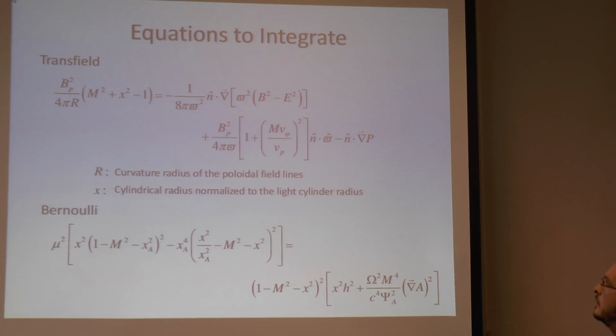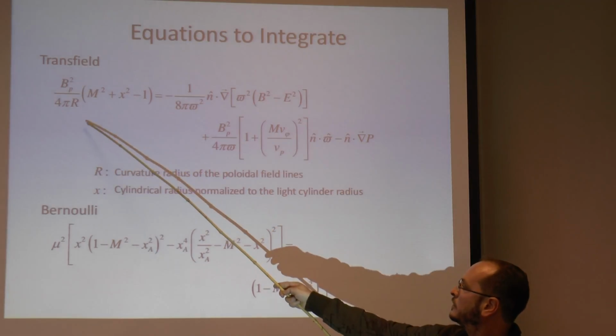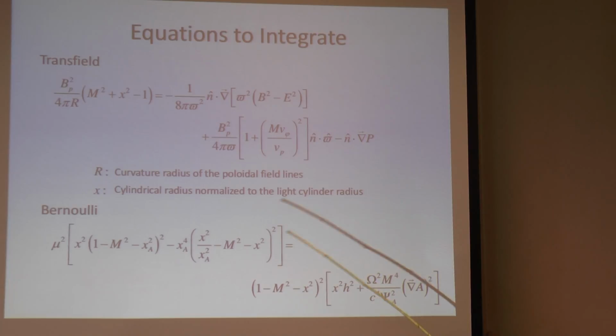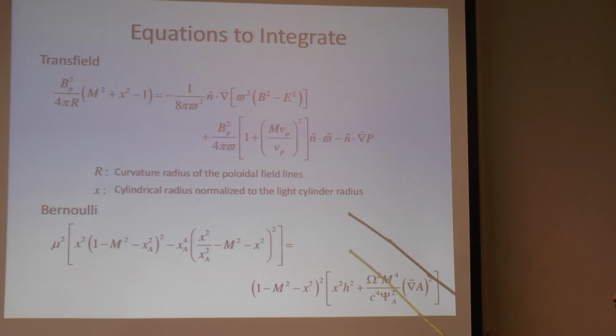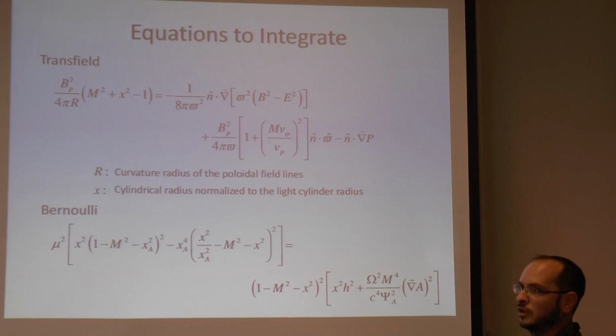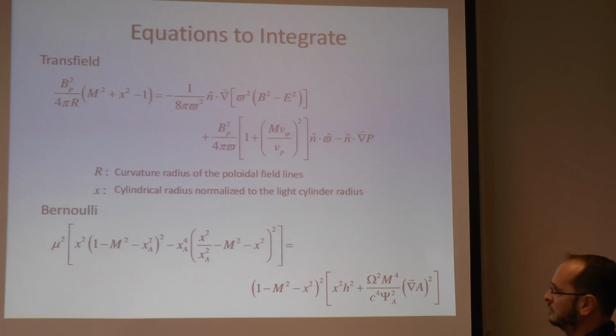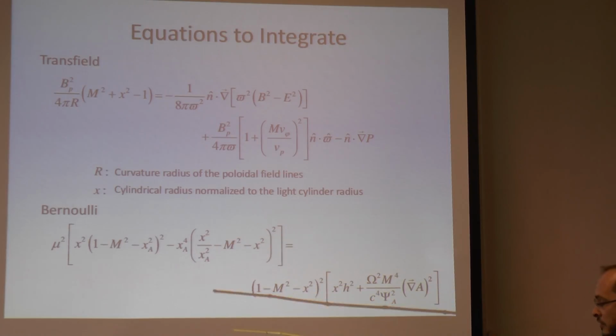For these integrals, you are left with two equations to integrate. The first one we call the Transfield equation, and it's actually the projection of the energy momentum equation on the poloidal plane and perpendicular to the field lines. In this equation, R is the curvature radius of the field lines, and the cylindrical coordinate is normalized to the light cylinder radius. The second equation is the Bernoulli equation. We use it to substitute one of the complicated components the energy momentum equation provides us, which is linearly dependent on the rest.